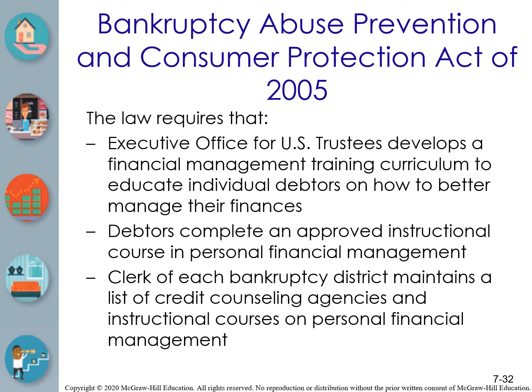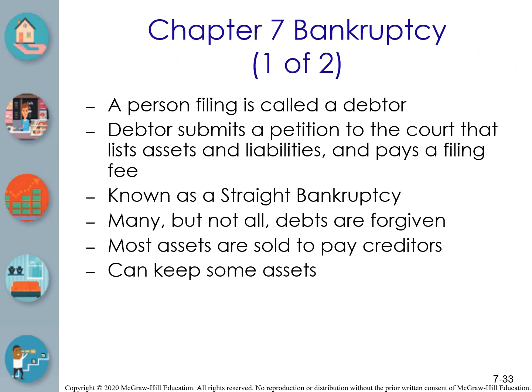So this Abuse Prevention Consumer Protection Act of 2005 law requires that executive offices for U.S. trustees develop a financial management training curriculum to educate individual debtors. So you have to go through a training process, if you will. Debtors complete an approved instructional course in personal financial management. Clerk of each bankruptcy district maintains a list of credit counseling agencies, so they're setting this up for you. So you're forced to go down the same path that you should have taken earlier in this process without getting this far, but it's there, so keep that in mind.